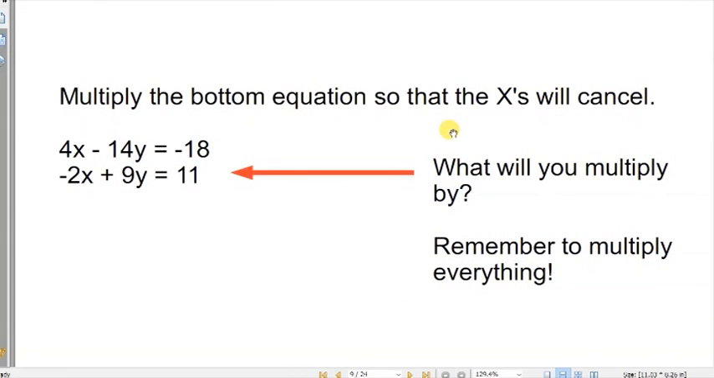So, look at this one, and if you're watching it live, I'm going to pause it in a moment. How could I make something disappear? What do you want to disappear, x or y? And how are you going to make it happen? And your answer is going to be something like, I'm going to multiply the top by, I'm going to multiply the bottom by. So, give me some ideas. I'll unmute you.